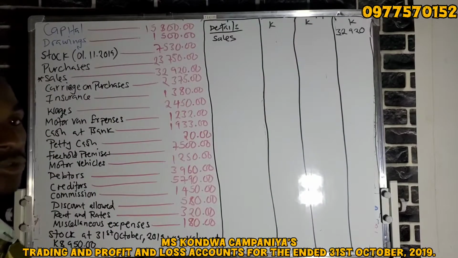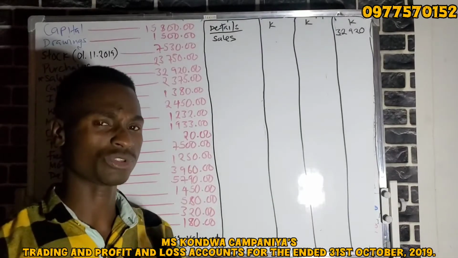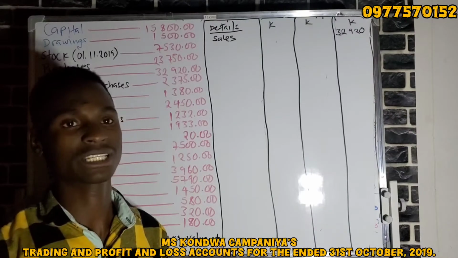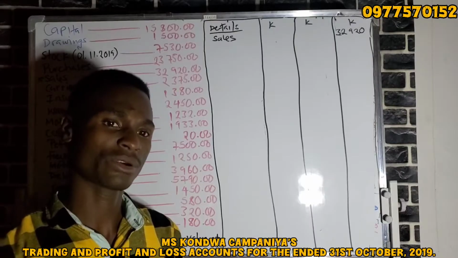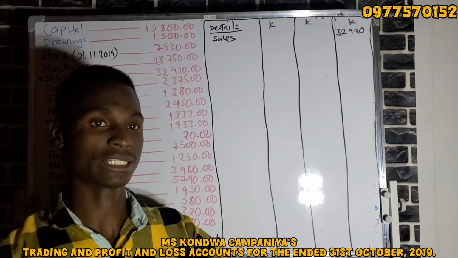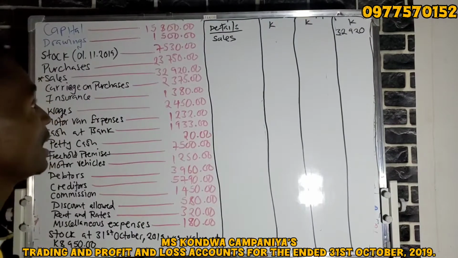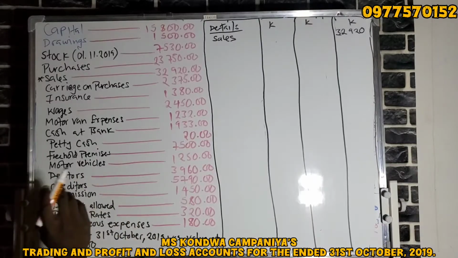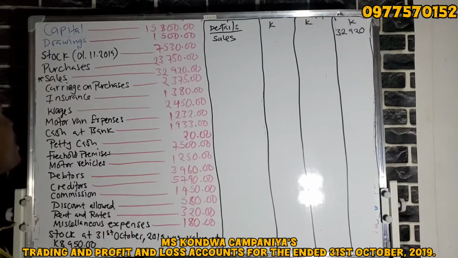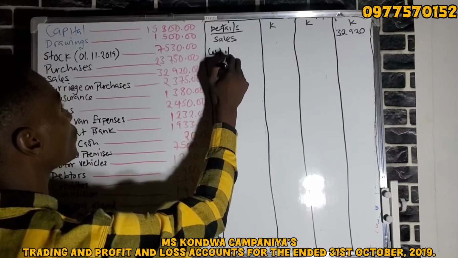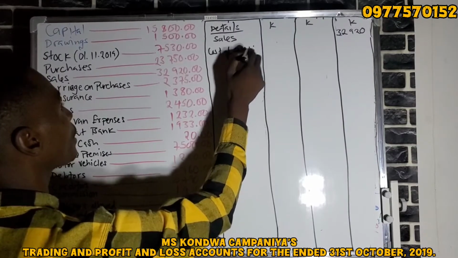If we had goods that were returned back for different reasons, maybe they expired, had the wrong description or color, or got damaged while on transit, those are some of the reasons why goods may be returned. The goods returned are called sales returns or returns inwards, and they reduce the cost of sales. Since here we don't have any, we proceed to cost of sales.